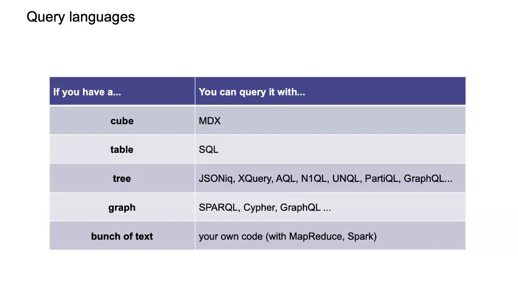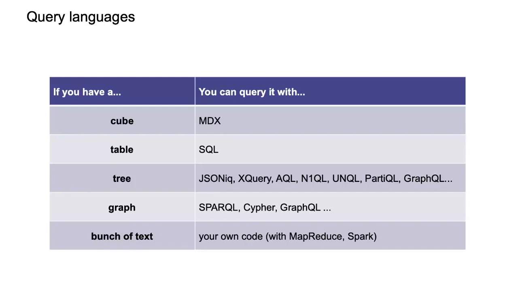Then query languages. You know SQL for tables. Now you know JSONiq for trees, but there's others. XQuery is actually the cousin of JSONiq that is on the XML side. We have AQL, N1QL, UnQL, Pig, GraphQL. I'll come back to that. For graphs, we have SPARQL, Cypher, GraphQL, and so on.